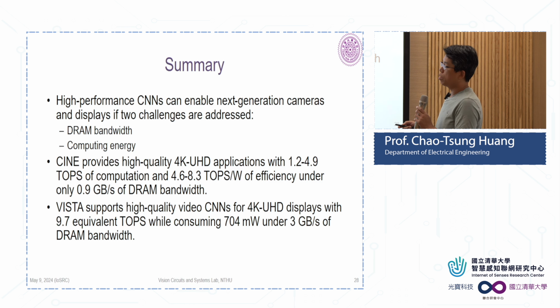The first, the CINE processor, can provide high-quality 4K applications using only 0.9 gigabytes per second of DRAM bandwidth. And the second, the VISTA processor, can support high-quality video CNNs also for 4K Ultra HD displays while consuming only about 700 milliwatts of power and 3 gigabytes per second of DRAM bandwidth. I hope that I have shown you that next-generation cameras and displays are already around the corner for us. Thank you.